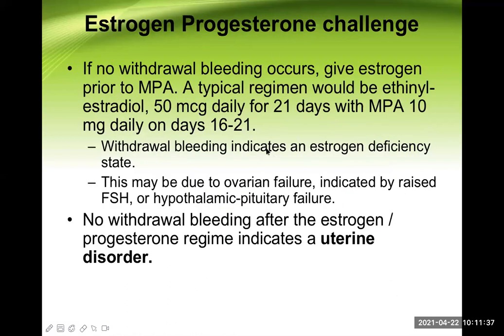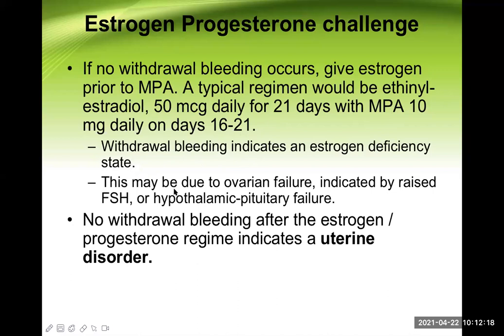Now, what is the estrogen progesterone challenge then? See here, if no withdrawal bleeding occurs after stoppage of the progesterone, give estrogen prior to medroxyprogesterone acetate. A typical regime would be ethinyl estradiol, this is a type of estrogen, 50 microgram daily for 21 days, with medroxyprogesterone acetate 10 milligram daily on days 16 to 21. So we give both estrogen and progesterone here. Progesterone is given only from 16 to 21 days. Withdrawal bleeding indicates an estrogen deficiency state.